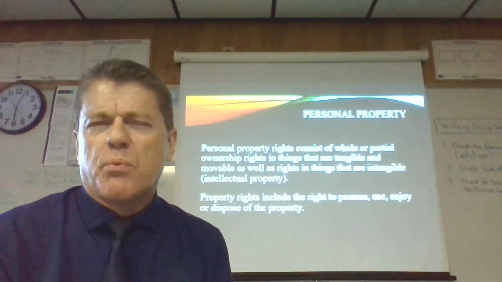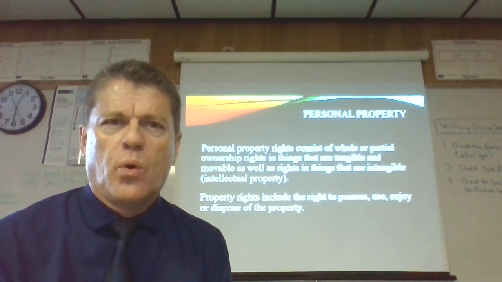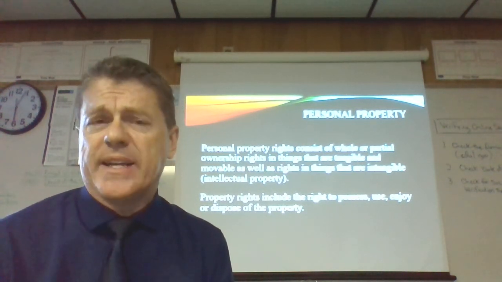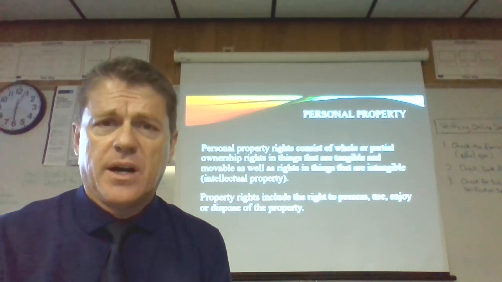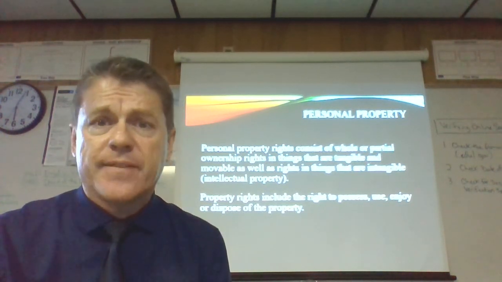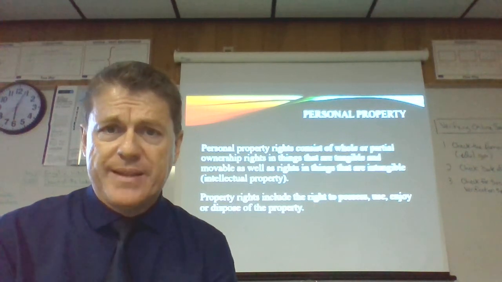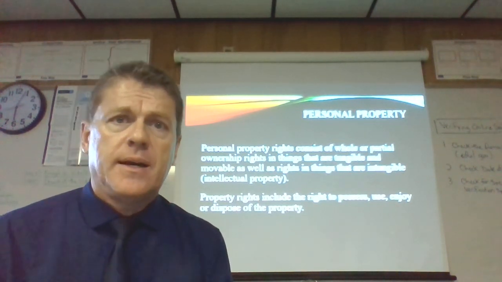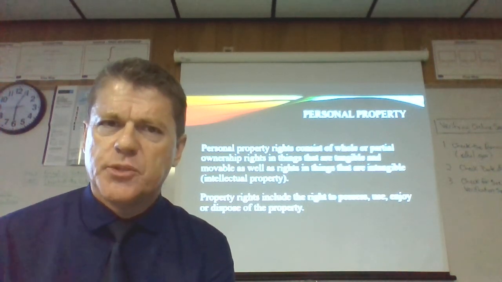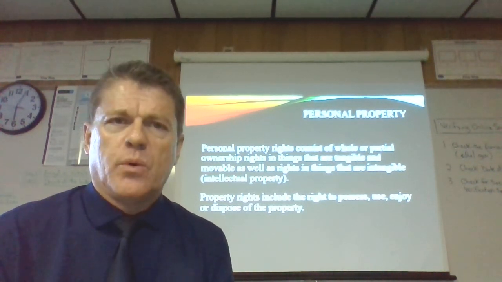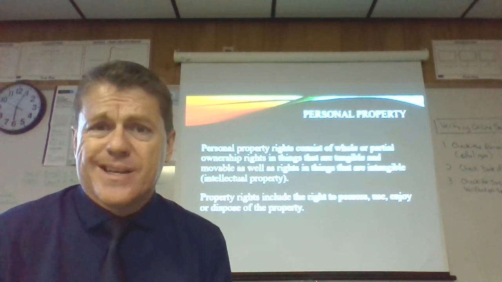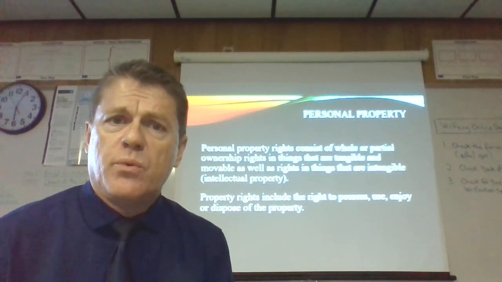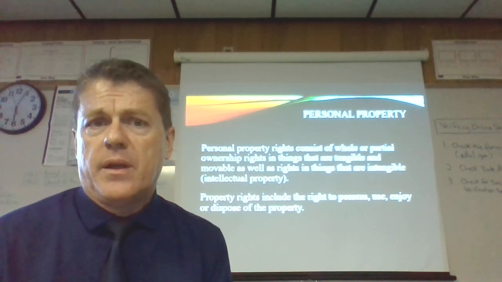When we think of personal property rights, that consists of either whole or partial ownership rights in things that are tangible and movable, as well as intangible goods. A car, a computer, a desk, furniture, those would be tangible examples. Intangible could be a trademark, a copyright, a patent. So it covers both tangible and intangible. And remember, when you own property, you have the right to possess it, to use it, to enjoy it, and dispose of it, and that's entirely up to you as the owner of the property.